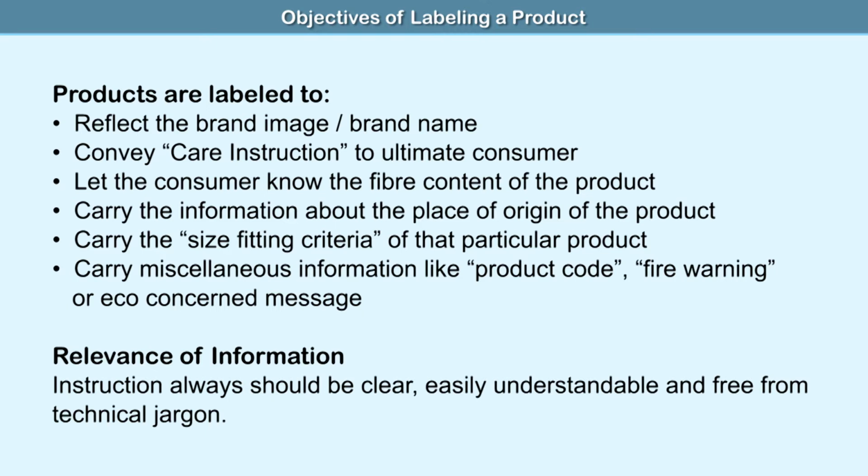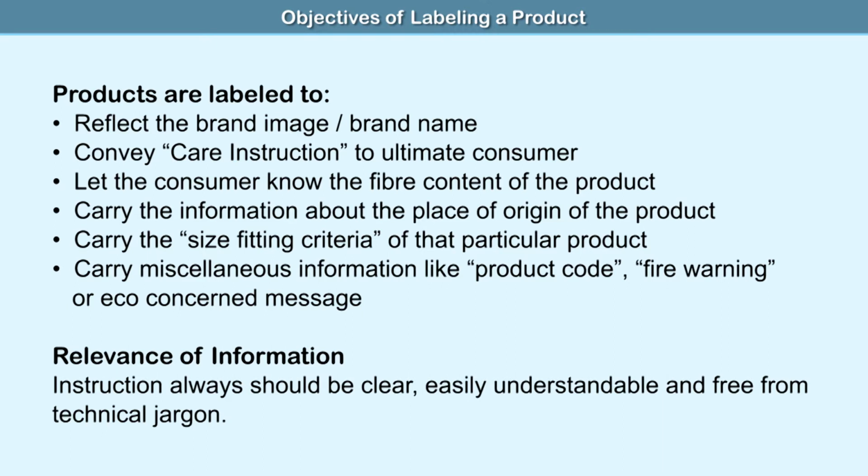Labels also carry the size fitting criteria of that particular product. We need to know what size the product is made in. So that is why, in order to indicate the size information to the customer, we have to label a product. The products also carry miscellaneous information like product codes, fire warnings, and eco-concerned messages that need to be conveyed to the customer, and that can be done only through labeling the product.